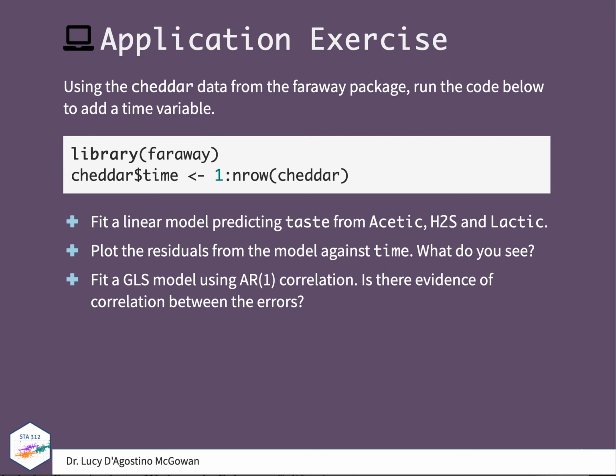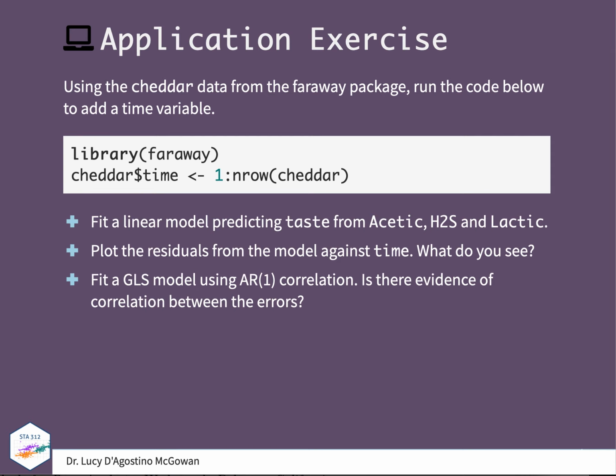Okay, so for your application exercise, what I want you to do is use the cheddar data, which is also in the faraway package, and run the code below to add a time variable. This time variable basically assumes that the data in this data frame was collected over time sequentially. We don't know if this is true or not, but let's pretend it is, and see if that were the case, whether we would be concerned about some kind of correlation, or whether maybe that's not as much of a concern.